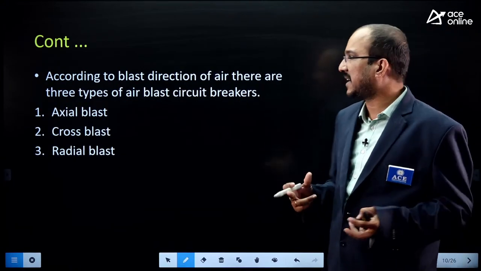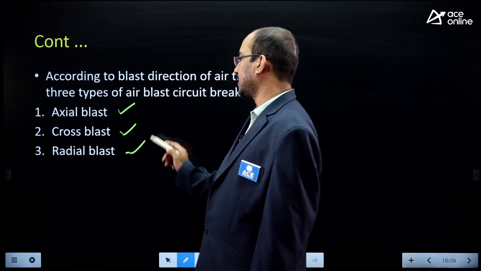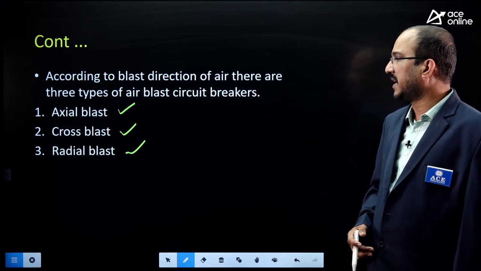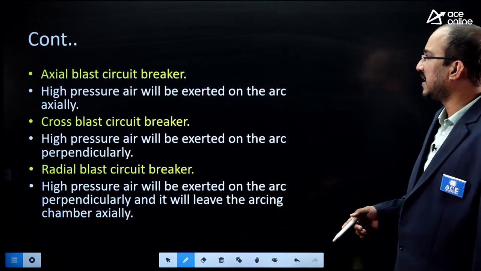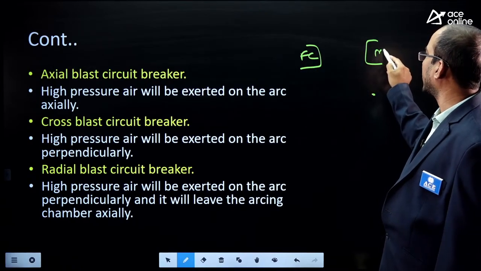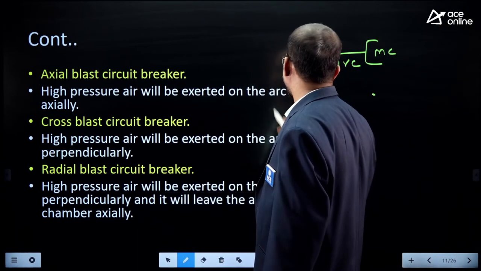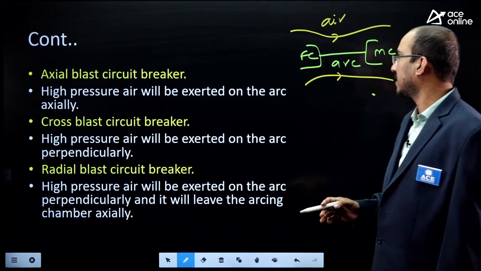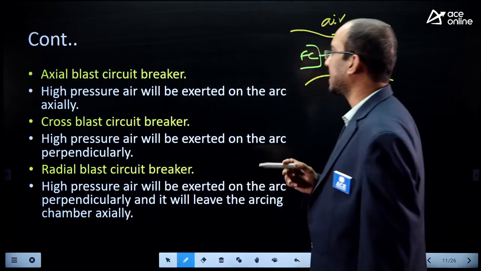Based on the direction of blast of air, that is, in which direction you are blasting the air, we have axial blast, cross blast and radial blast circuit breakers. We have three types. If you observe the axial blast circuit breakers, high pressure air will be exerted in the axial direction. Whenever the fixed contact and moving contact are separated, there will be formation of arc. Here air will be exerted in an axial direction to that of arc. So in case of axial blast, high pressure air will be exerted on the arc axially.